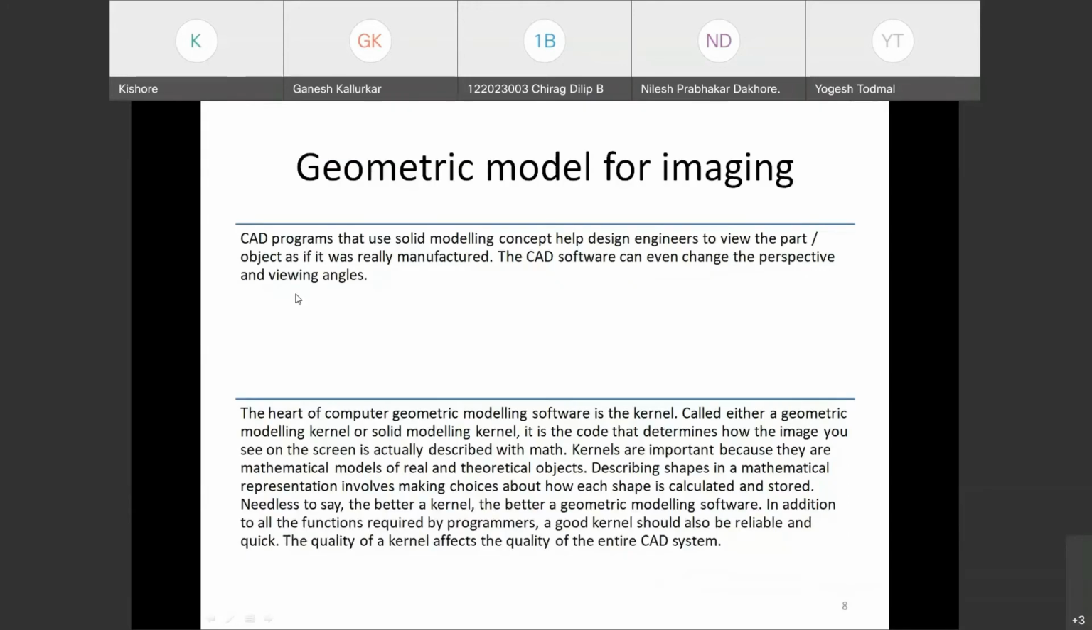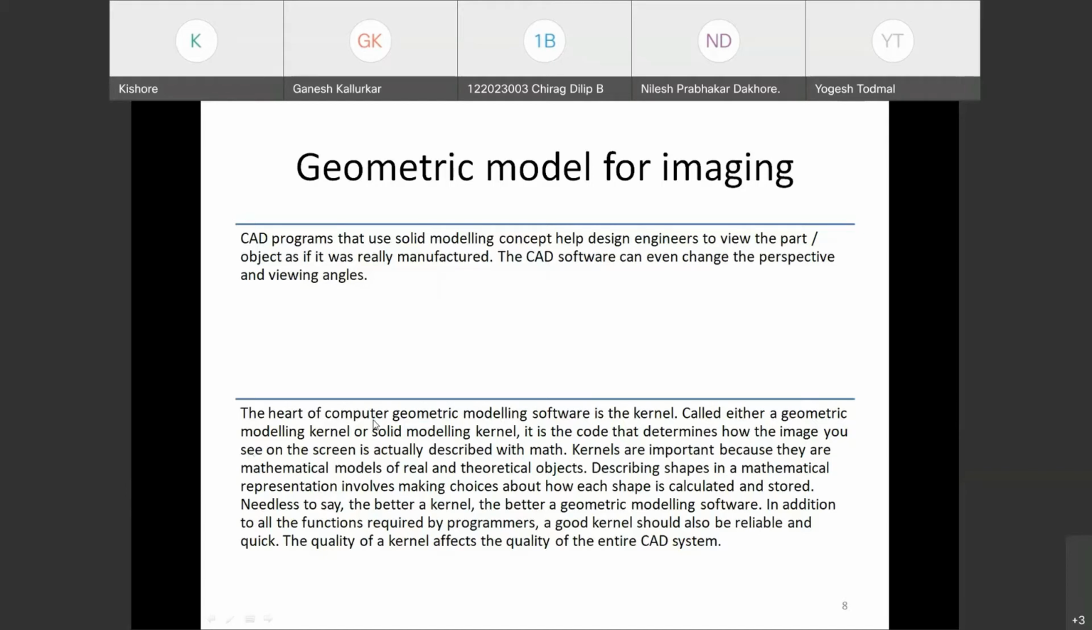CAD programs that use the solid modeling concept help design engineers to view the part or object as if it were really manufactured. So this is one of the advantages of using solid modeling. The CAD software can even change the perspective and viewing angles. So you can see a front view, side view, isometric view, parallel view, parallax view, any views that you are interested in, with a simple click of a button, it's made available to you. So that is another advantage of solid modeling.